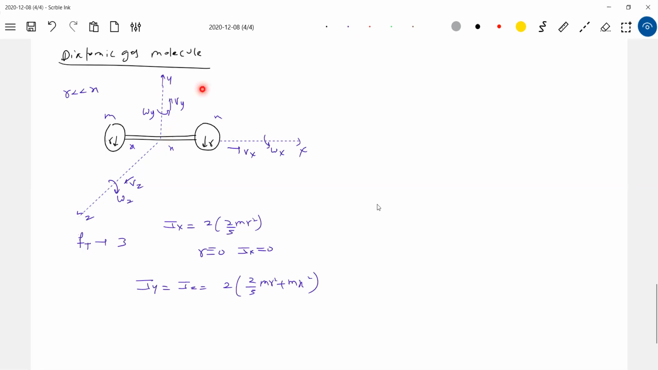About, say, the y-axis, first due to about its center of mass, 2 by 5 mr square. At what distance is it? At a distance of x, so m x square. x is the distance from center to center. This is from origin to the center. Now you say that r is very much less than x, but x is not negligible, no? So therefore, the moment of inertia about the y and z axis will be non-zero. So the kinetic energy about the y and z axis will be non-zero. So therefore, it will have 2 degrees of freedom due to rotational motion, 3 degrees of freedom due to translational motion.